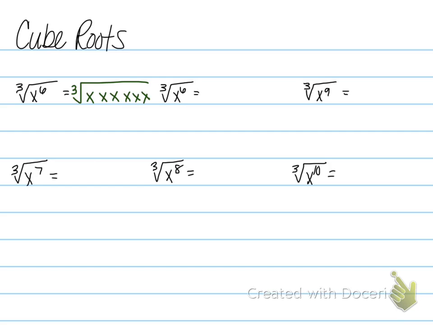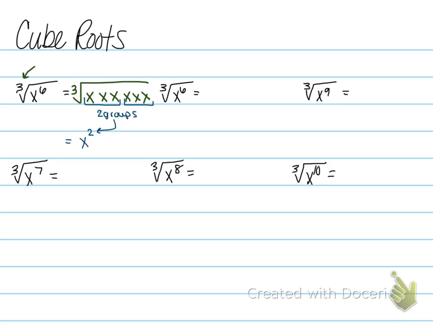When I had square roots, I put my x's into groups of 2. But now that my index is a 3, I'm going to put my x's into groups of 3. So for x to the sixth, I have 1 group and 2 groups. You'll notice that there's nothing left over. Therefore, my answer is x squared. The number of groups is still my exponent.